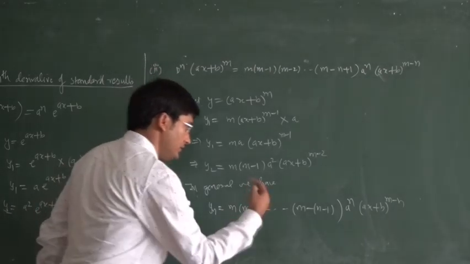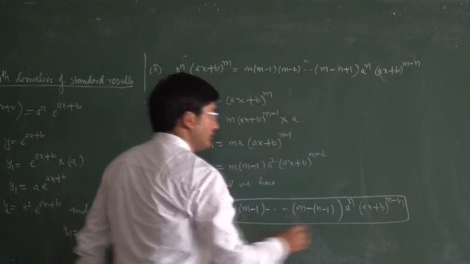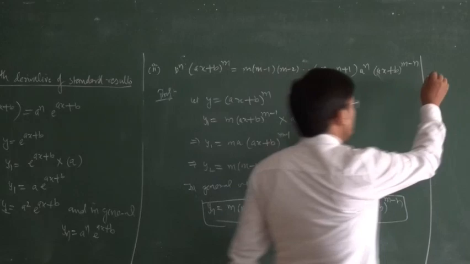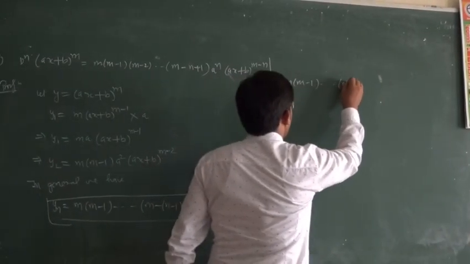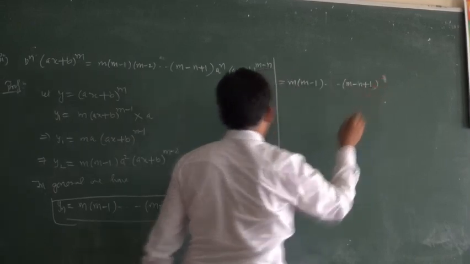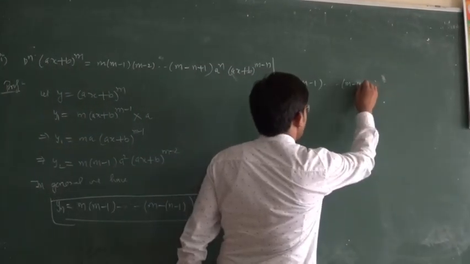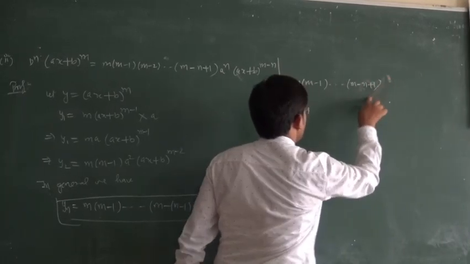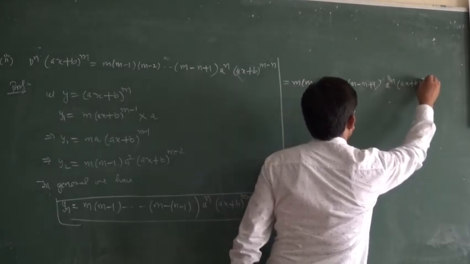Now this term can also be written as, this is your answer, and we can also write it as m(m-1)...(m-n+1), or we can write it as m, m-1, up to m-n+1, and then a^n into (ax+b)^(m-n).